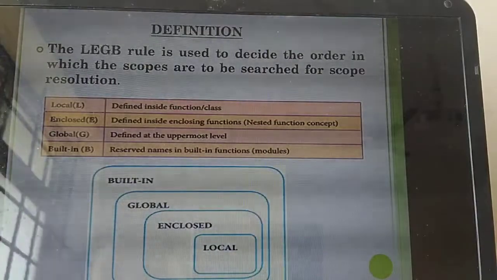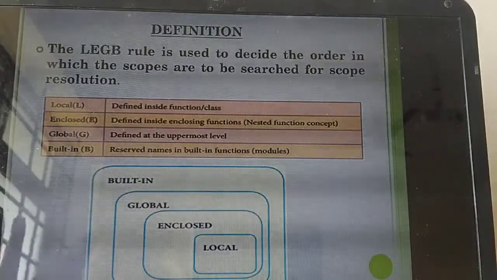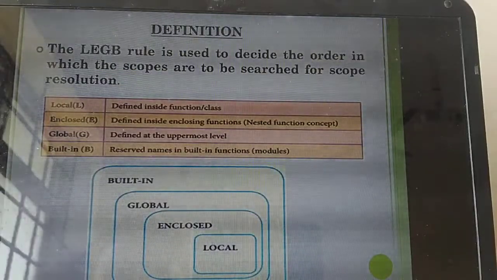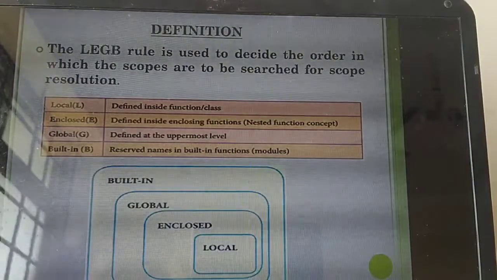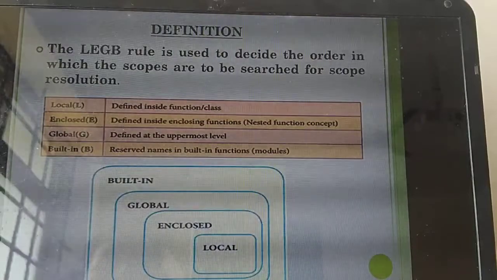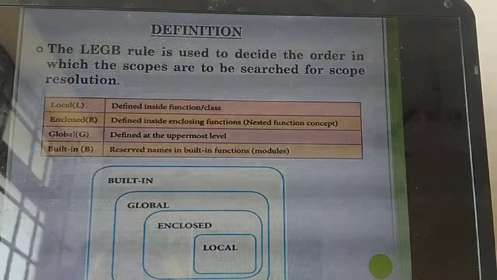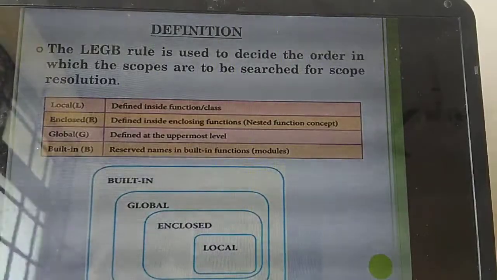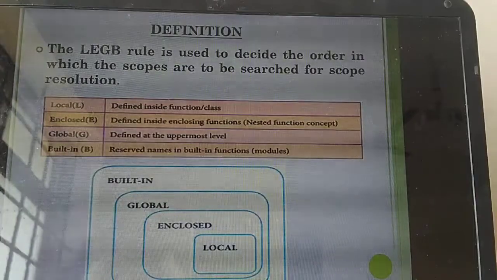Yesterday itself I said you can surely expect this question from this chapter; it is a very important chapter and a very important question. Please listen carefully. All these things you have already studied in 11th standard also. What do you mean by LEGB rule? What's the expansion of LEGB? Local, enclosed, global and built-in.